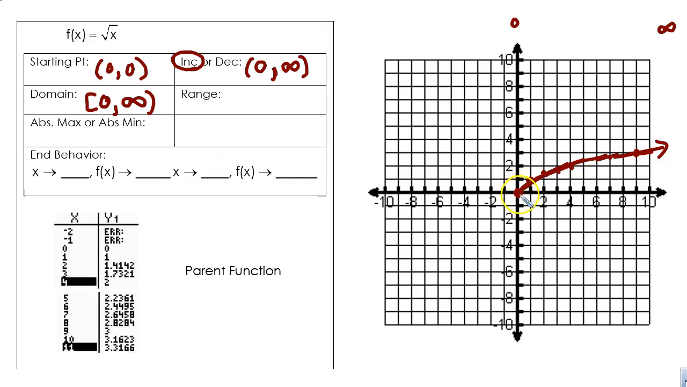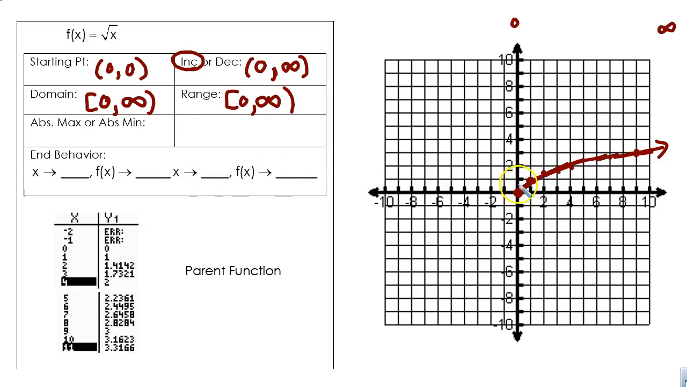So we want to make sure we show that the 0 is included by putting brackets around it. For the range, we're going to do kind of a similar thing. So we've got our lowest y value is also 0, and it's included in the range, and it increases forever and ever up towards positive infinity. The domain and range are not always the same for functions like this, but for this parent function, they end up being the same in this case.